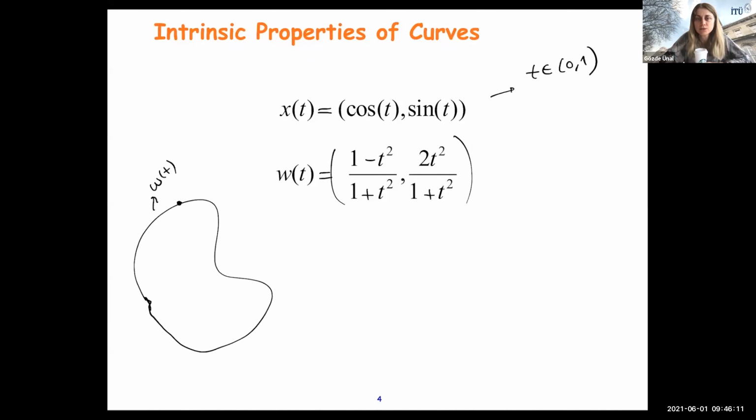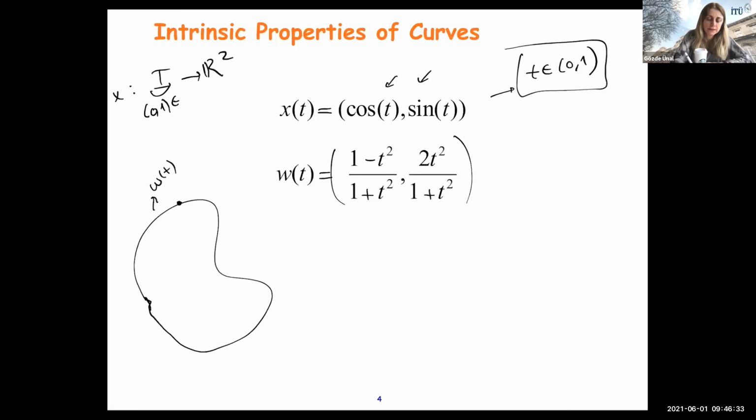It's very easy to plot this. We could do this as a Python exercise: create a vector in an interval and trace these 2. You see, this time it's I to R2. So X is I to R2, where I is the interval, for instance, 0, 1 in R.